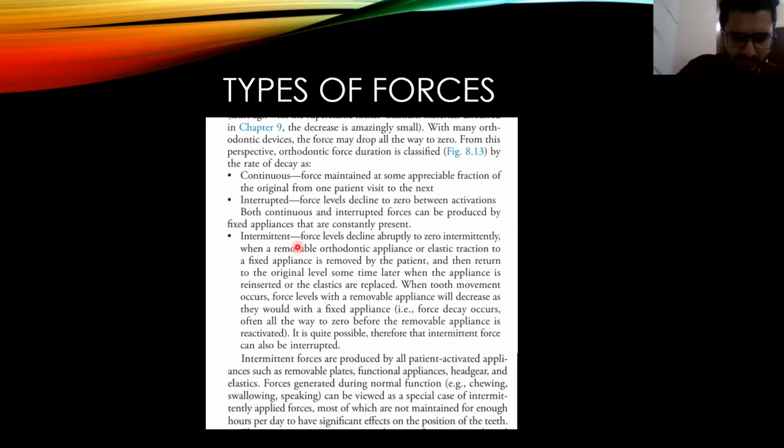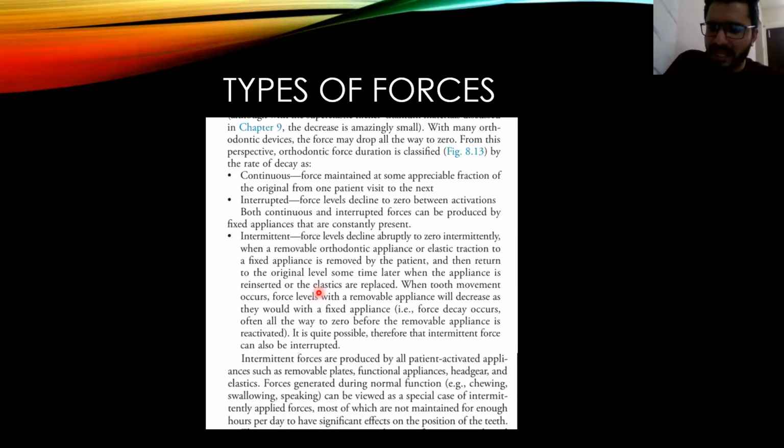What are intermittent forces? Force levels decline abruptly to zero intermittently. For example, I gave you a removable appliance, a labial bow, Hawley's retainer, to pull back your incisor. I activated the appliance. You will wear it, then you will remove it at night and keep it in the glass.